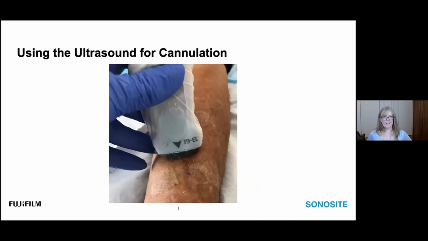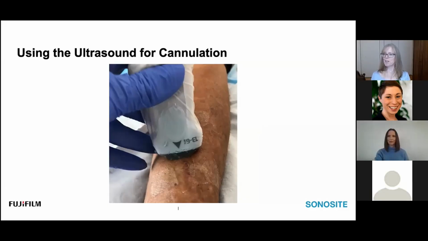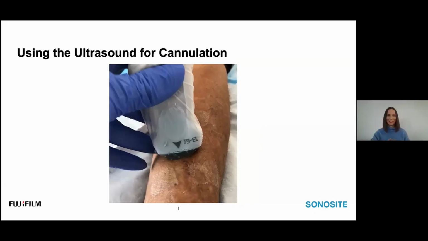All right, how you hold the ultrasound for cannulation. At this point, I've got a picture up here of myself holding a probe on a patient's arm. I like to have portions of my hand touching the patient's arm. But I'm going to refer to Kristen here to talk to you about the proper way to hold a probe. Are you there, Kristen? You ready to jump in? Hello. I don't know if you can see.